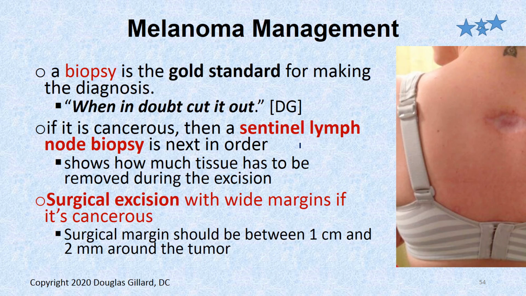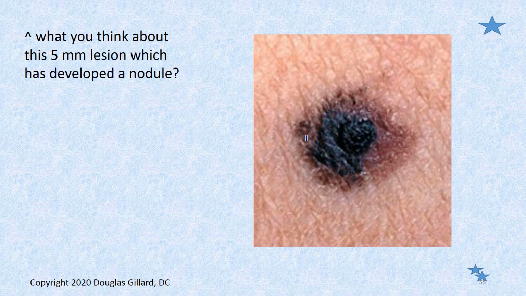You have to get the sentinel node lymph biopsy as well to make sure. We talked about sentinel nodes, the supraclavicular nodes. Make sure it hasn't gotten loose. Surgical excision has to be done with wide margins if it is cancerous.